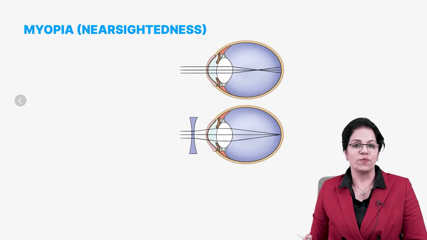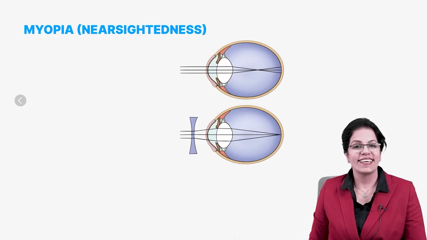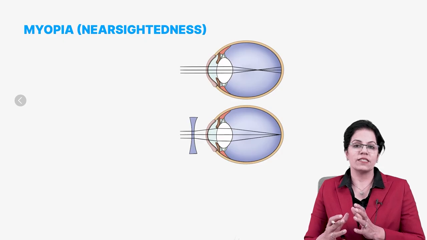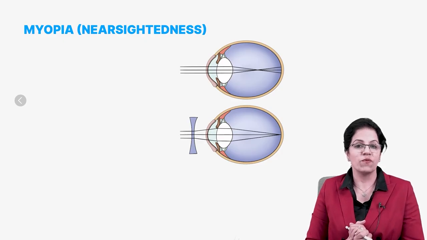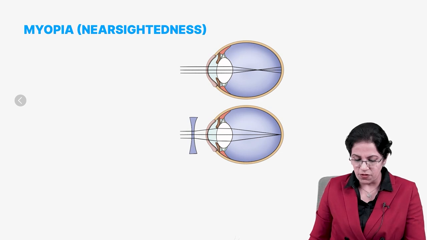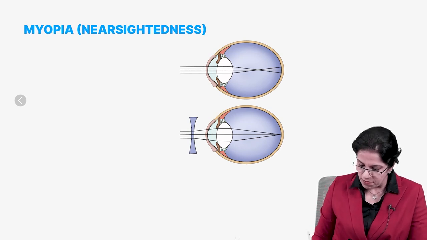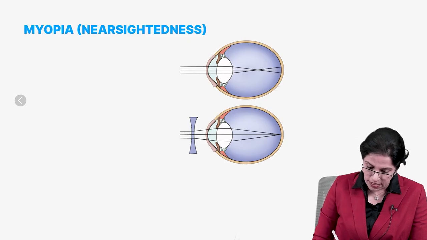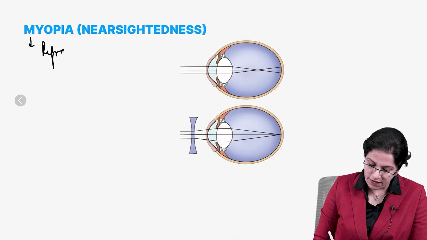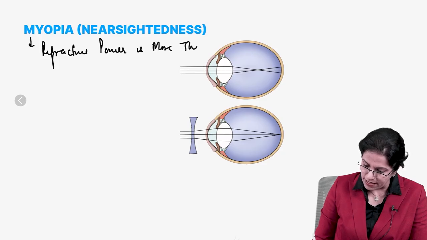So first is your myopia, which is called nearsightedness. Now, we don't learn it like near because there's a lot of confusion then. So let's understand what is myopia. What do you have to know? Myopia, M for M means more power, right? So the refractive power in the eye is more than required.